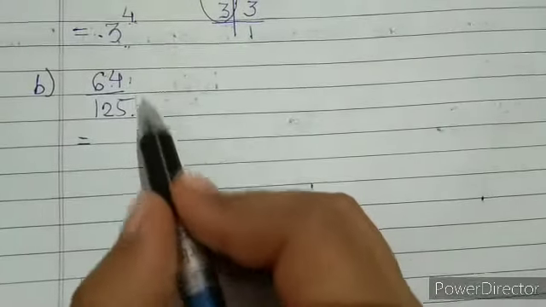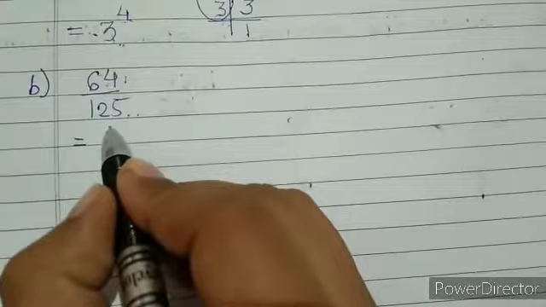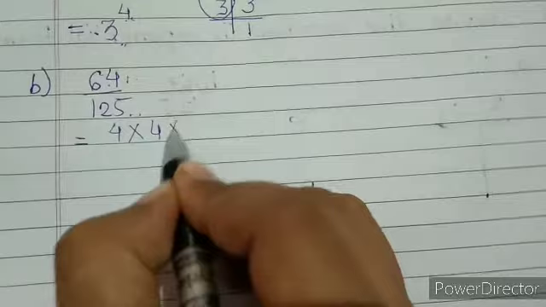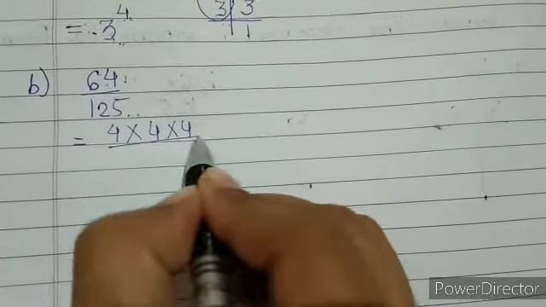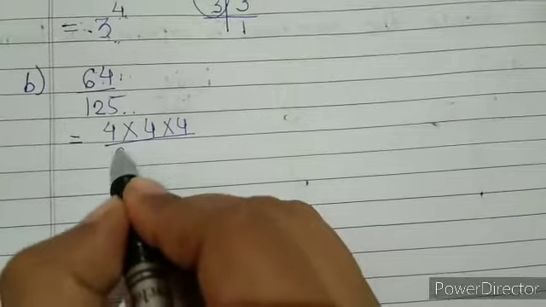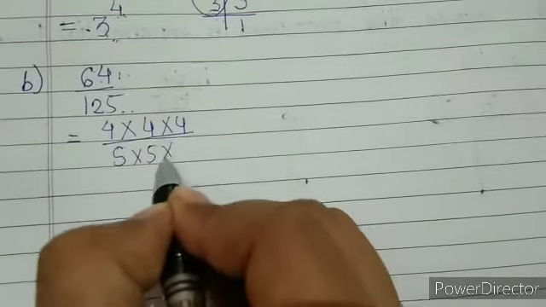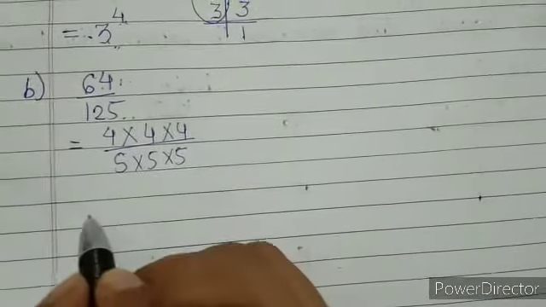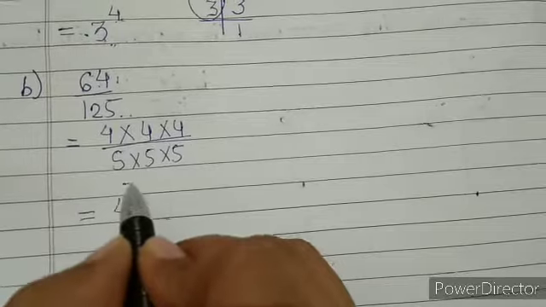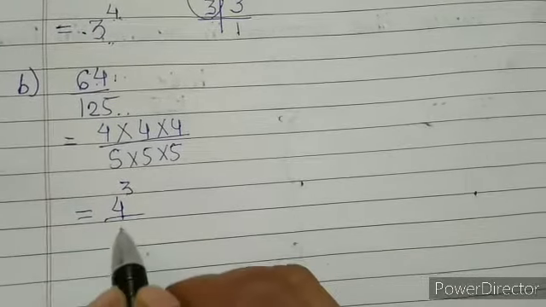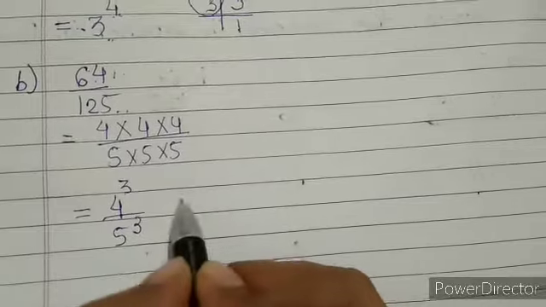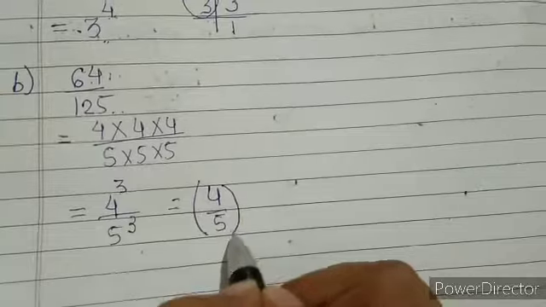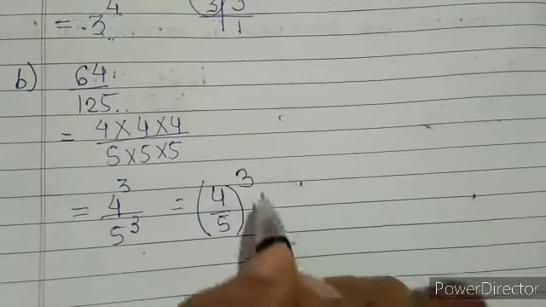Our next number is 64 upon 125. The factors of 64 are 4 into 4 into 4: 4 4s are 16, 16 4s are 64. And the factors of 125 are 5 into 5 into 5, because 5 5s are 25, 25 5s are 125. So 4 three times, and as a denominator 5 three times. Their index is the same, so you can write it like this: 4 upon 5, keep them in one bracket, raised to 3.